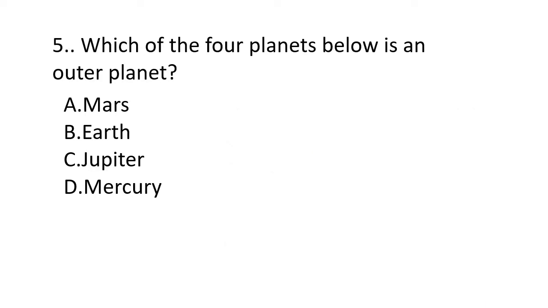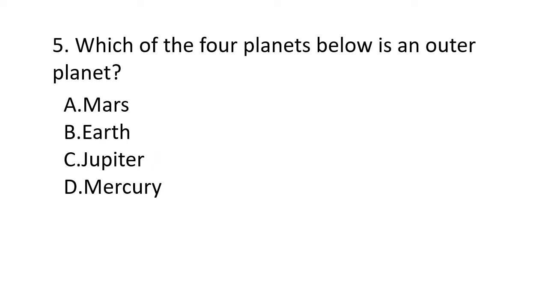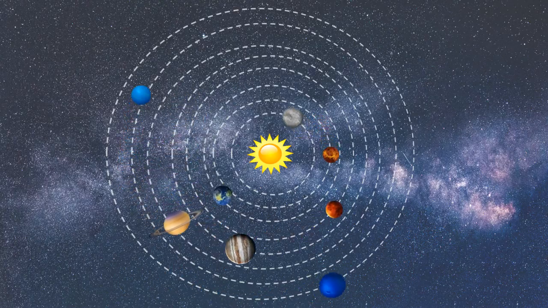Very good. Number 5, which of the 4 planets below is an outer planet? Is it A, Mars, B, Earth, C, Jupiter, and D, Mercury? And the answer is Jupiter. Very good.